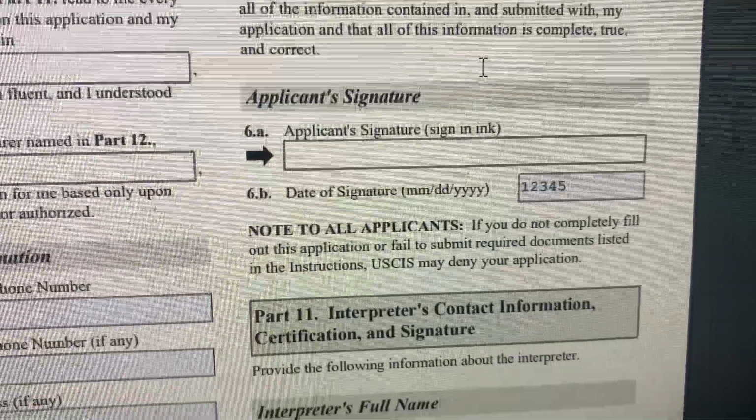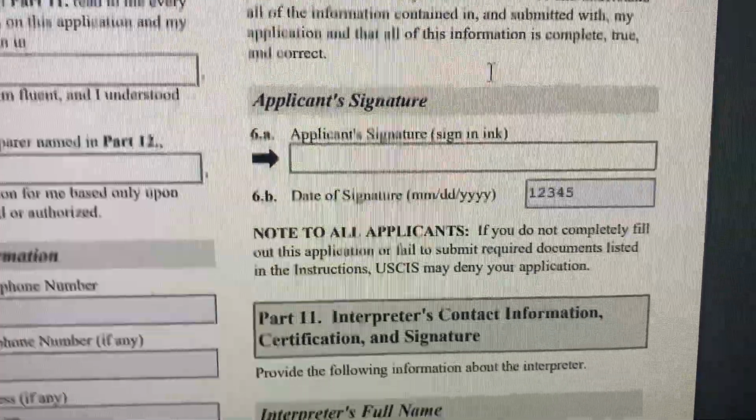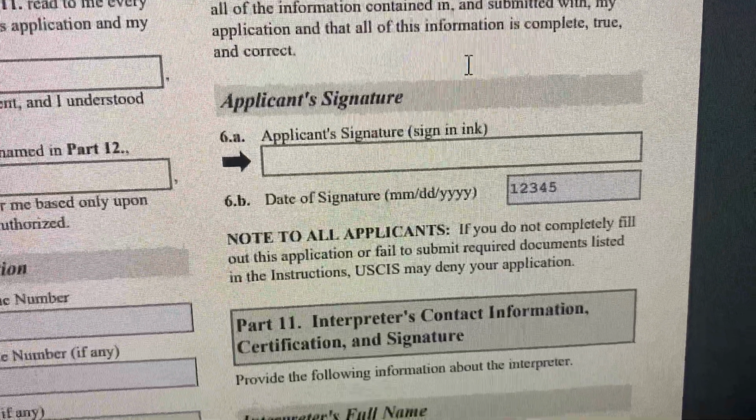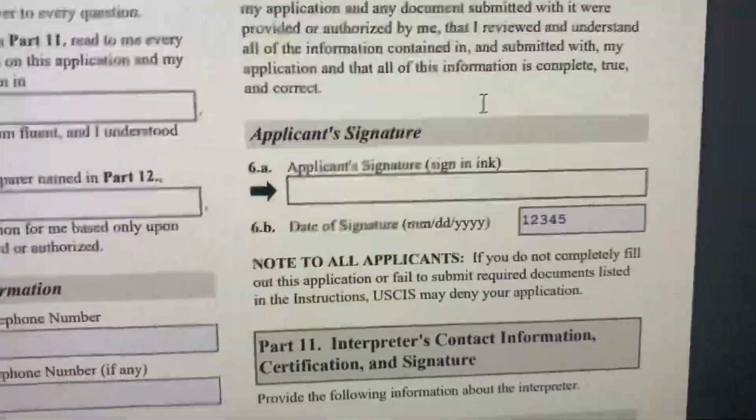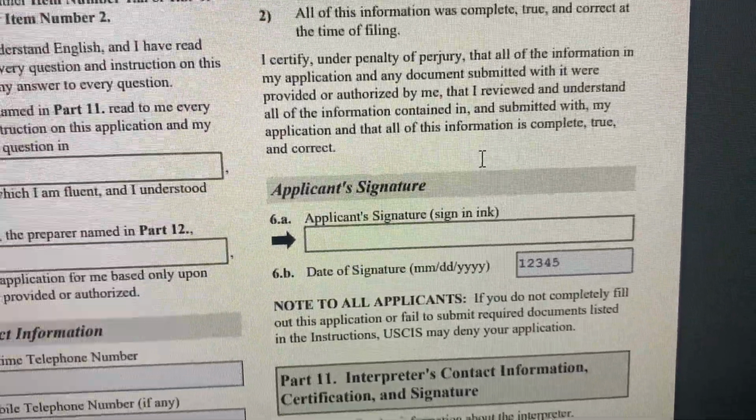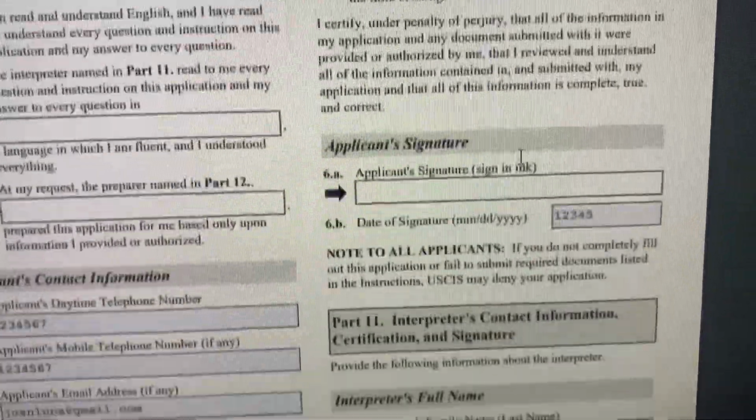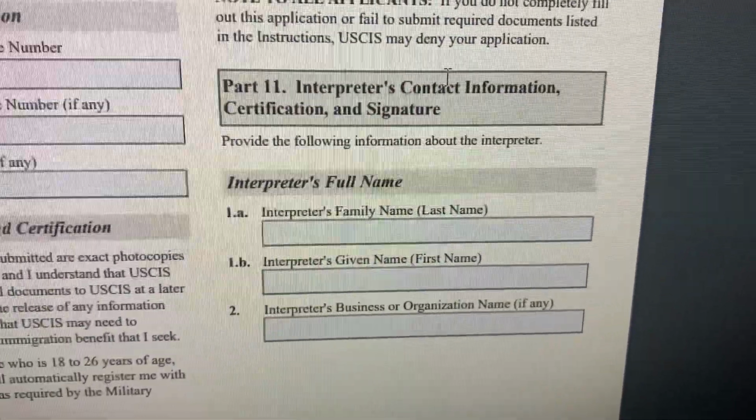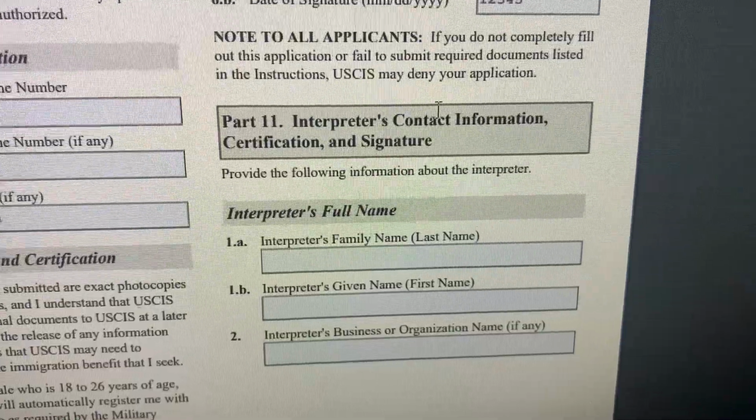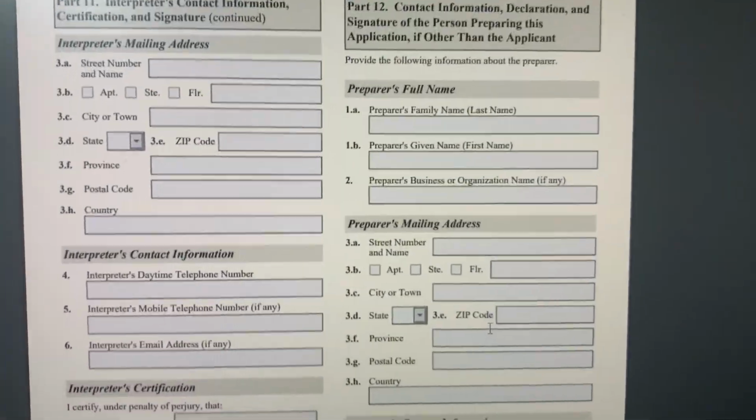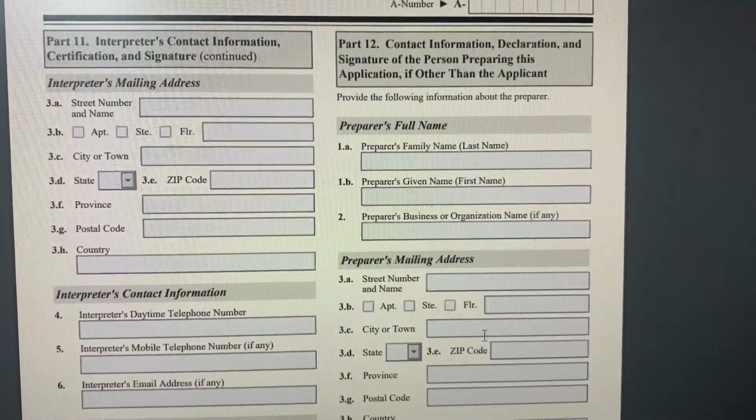Don't forget, always put your signature. Put your signature and the date of signature, the day you're gonna send the form I-485. Put the signature on that day. So that's my advice for you. This is for the people who can understand English, who did the application on their own behalf. This next part is for the interpreters.